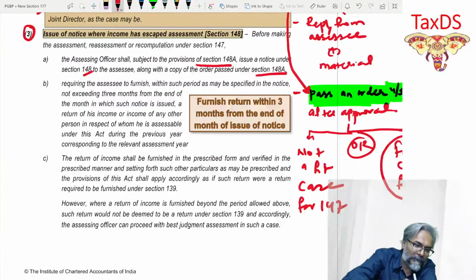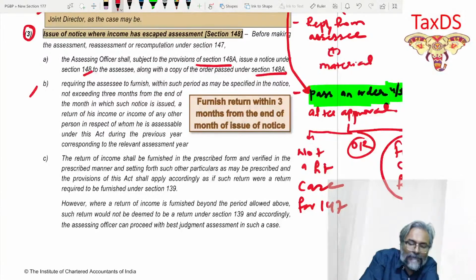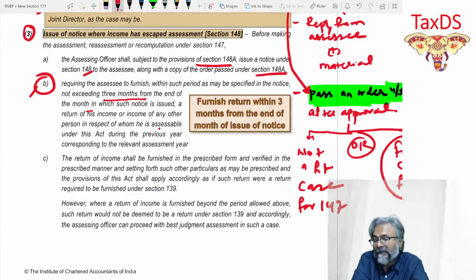Point number B, students. Requiring the assessee to furnish, within such period as may be specified in the notice, not exceeding 3 months from the end of the month in which such notice is issued, a return of his income or income of any other person of whom he is assessable under the Act during the previous year corresponding. This is an important one. This is a new provision, students, of the last budget 2024.